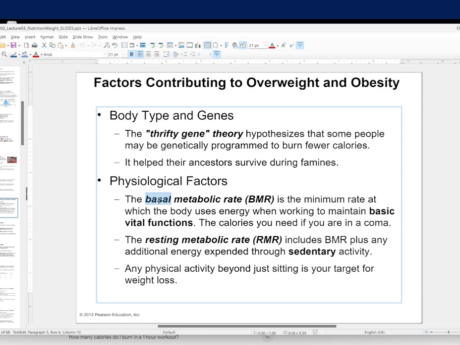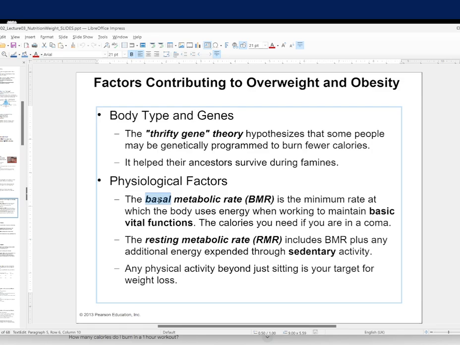Now, how many calories per day do they need to live? You know what? They don't even have to breathe. A machine will breathe for them. So basically, I'm talking about somebody in a vegetative state, in a coma. Now, how many calories do they need to survive in a day? And that's the basal metabolic rate. See how that number is interesting but not very useful because we're not in a coma.